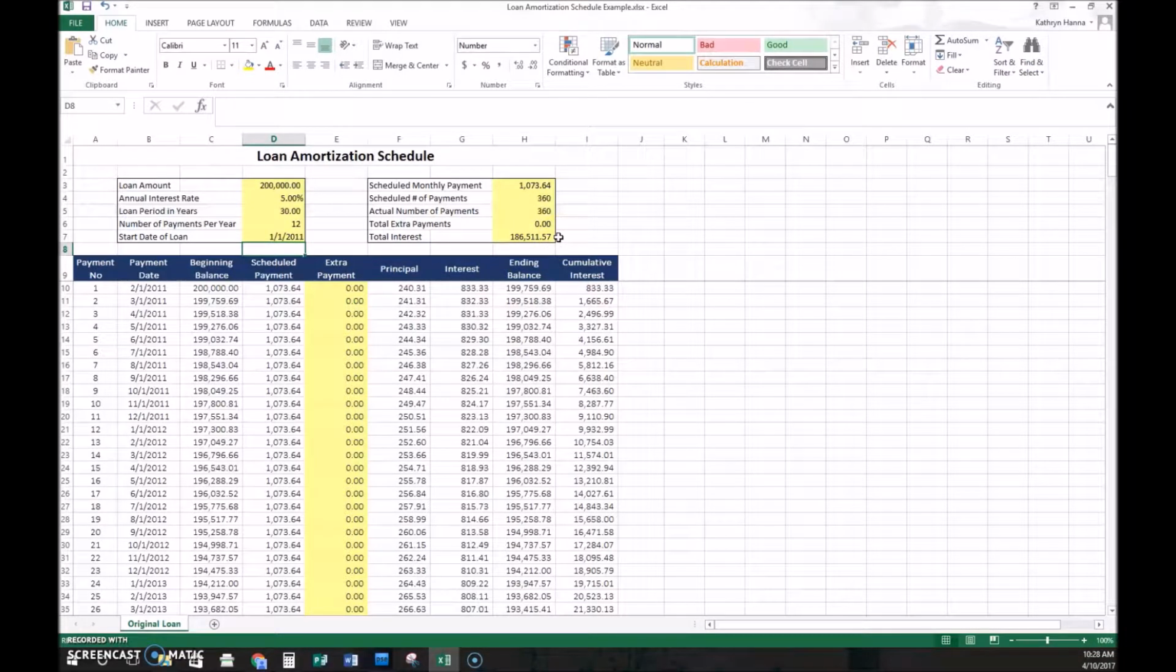$186,511. So if you look at the total amount you would be paying on this loan, you would take this $186,511 and add it to the $200,000. And of course, that's assuming that you keep the same loan for 30 years.